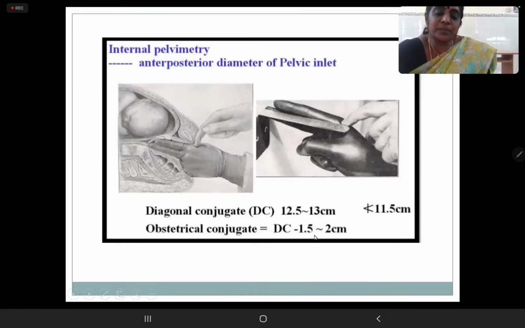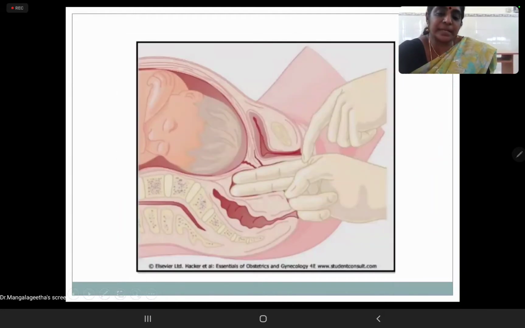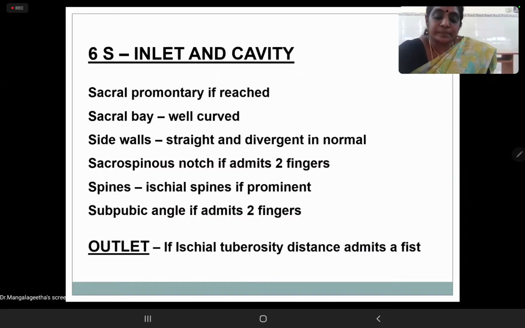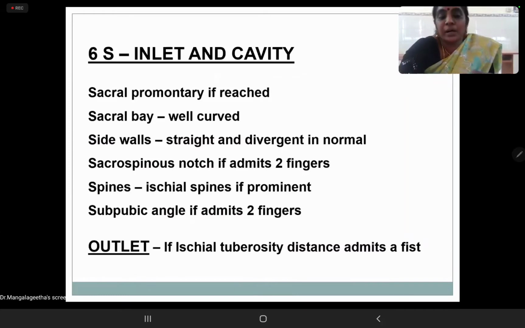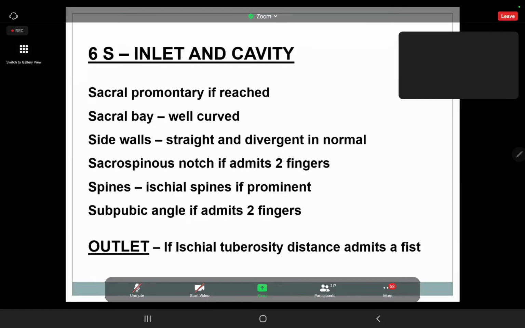After you subtract 1.5, you should have a diameter which is not less than 11.5 centimeters. So again, another picture to show how diagonal conjugate is measured. Now, how do you assess the pelvis? The 6 S's. So how do you do? First, same thing. Get the patient's consent, ask her to relax, see that the bladder is empty, put her in dorsal position, thorough asepsis. Now do a gentle pelvic examination.